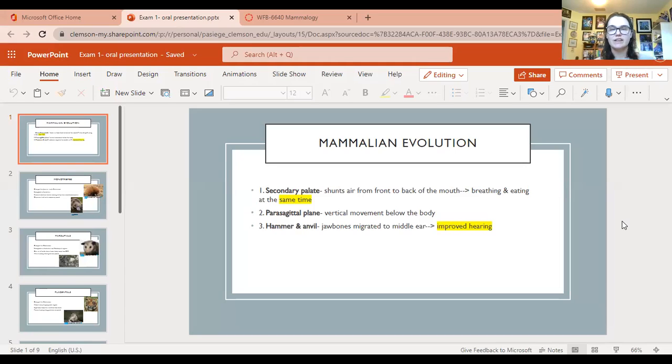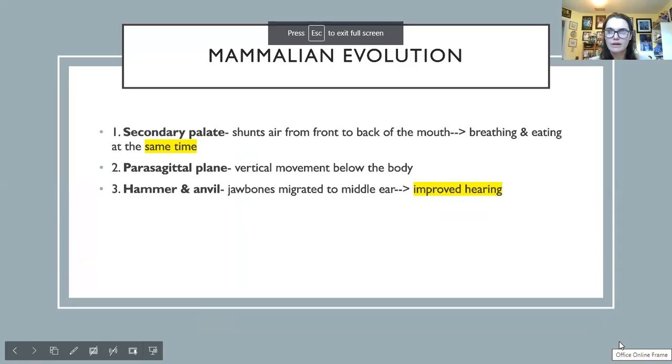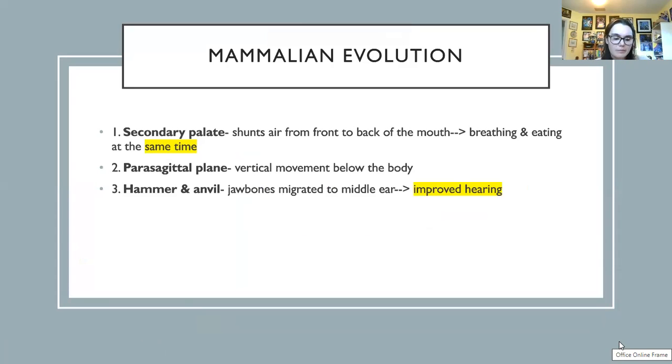Hello, this is the oral portion of the first exam in mammalogy. So to begin, we're going to first talk about the three important evolutionary transformations from non-mammalian animals to mammalian animals.